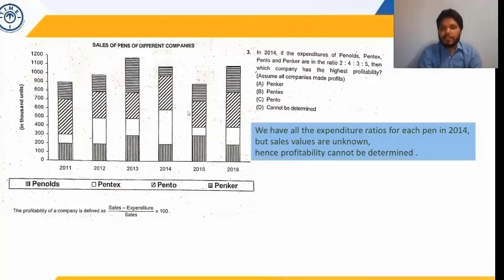So the answer for this question is going to be cannot be determined. Again, why cannot be determined? Because we know the expenditure ratios, and we know the sales in terms of number of units sold, but we do not know the value of sales or the revenue generated from that sale. So sales values are unknown here. So hence profitability cannot be calculated, because profitability here is difference between sales revenue and expenditure. I hope this is clear to everyone.